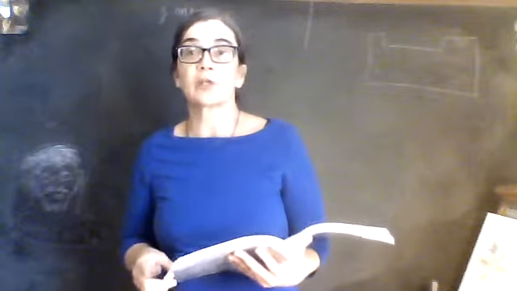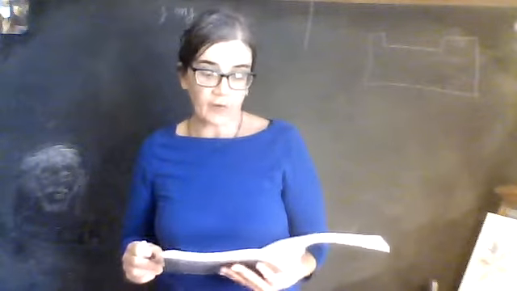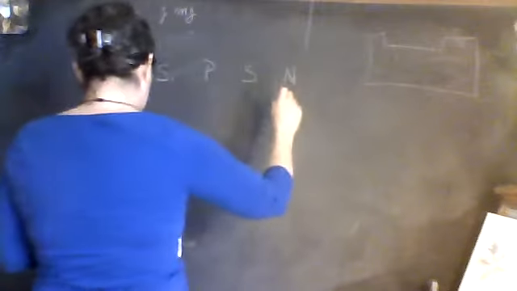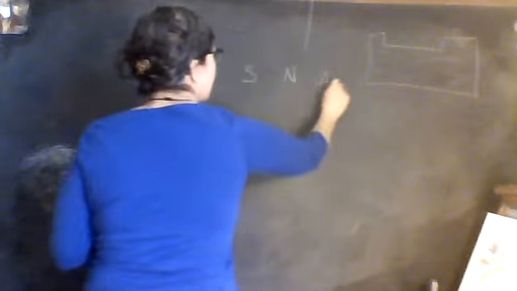And I'm starting with question number 1. Which of the following atoms will have similar chemistry? F, P, S, N, and As. Well, as we know, atoms that have similar chemistry will be in the same column in the periodic table. So I need to look at the periodic table on the inside of my book and locate all of these elements.